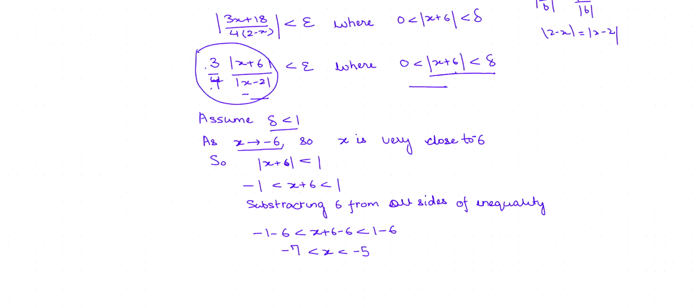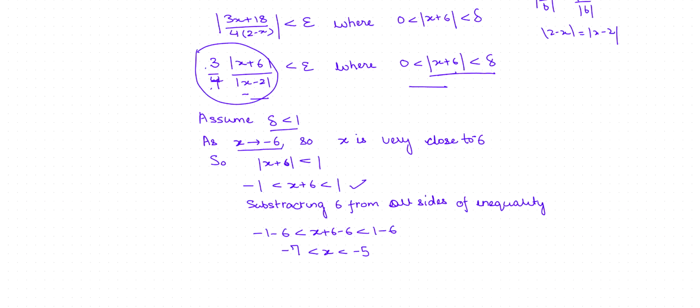So as we open up the absolute value, we get here negative 1 is less than x plus 6, and x plus 6 is less than positive 1. Now we'll subtract 6 from all sides of the inequality. So we get x is greater than negative 7 and less than negative 5.